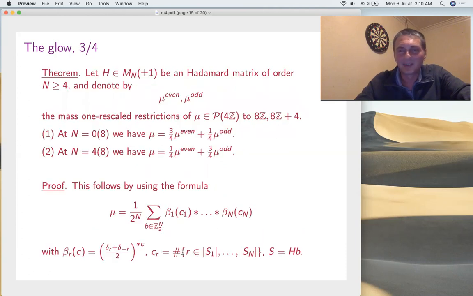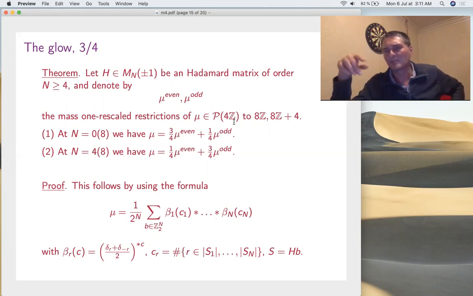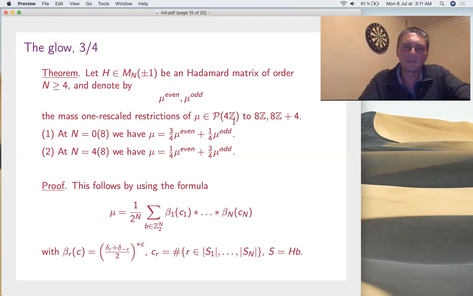We have 2 results. The first is something algebraic, which is quite interesting. The glow is supported not by the integers, but actually by the multiples of 4. Simple arguments there, modulo 4. Then you divide it into 2 parts, the odd and even part. Even is 8Z, and odd is 8Z plus 4.